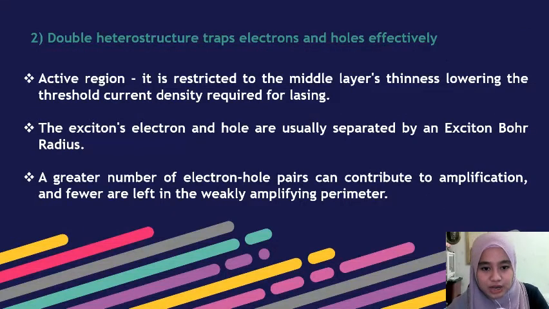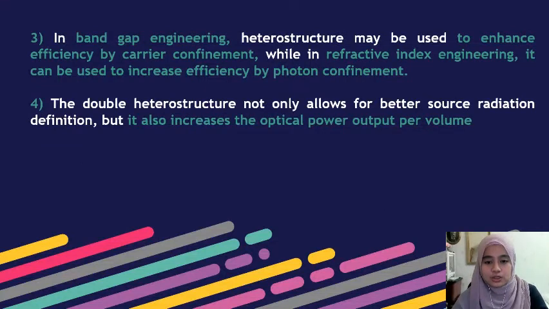Second, double heterostructure traps electrons and holes effectively. We know that the active region is restricted to the middle layer's thickness, lowering the threshold current density required for lasing. The exciton electron and hole are usually separated by an exciton Bohr radius. A greater number of electron-hole pairs can contribute to amplification, and fewer are left in the weakly amplifying parameter. In band gap engineering, heterostructure may be used to enhance efficiency by carrier confinement, while in refractive index engineering, it can be used to increase efficiency by photon confinement.